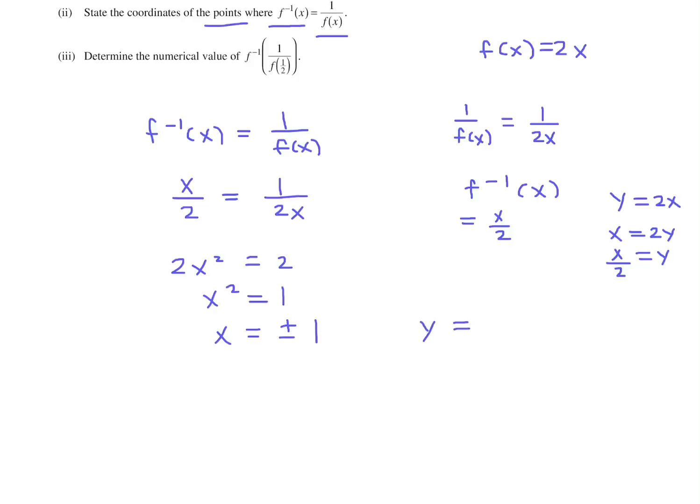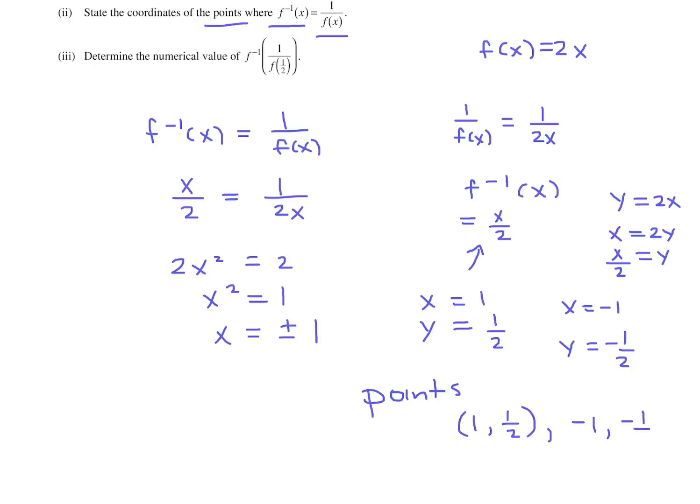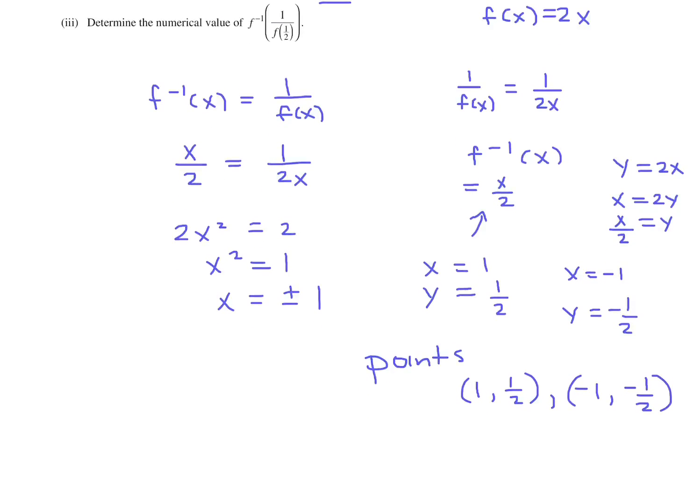If x is 1, y will be, if I use this one for example, 1/2 if x is 1. And if x is -1, y will be -1/2. So our points are going to be (1, 1/2) and (-1, -1/2), like that. So there you go. That takes care of number 2.